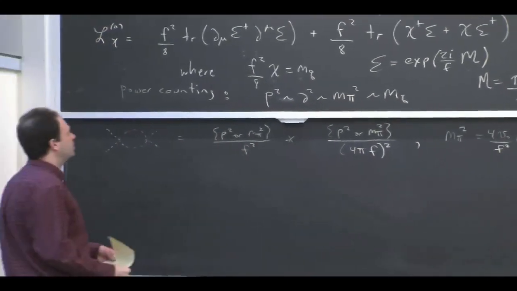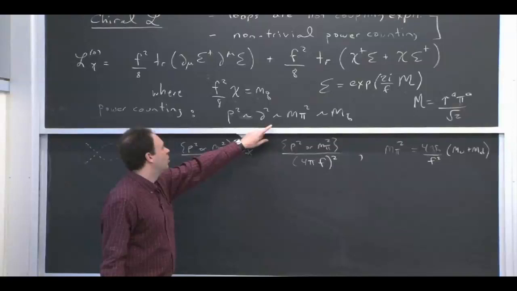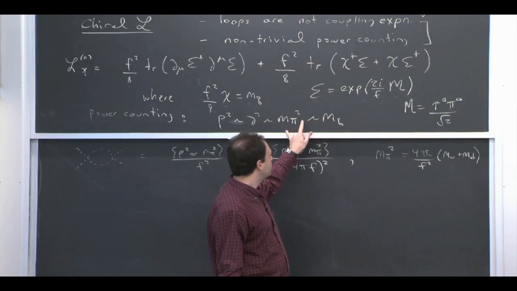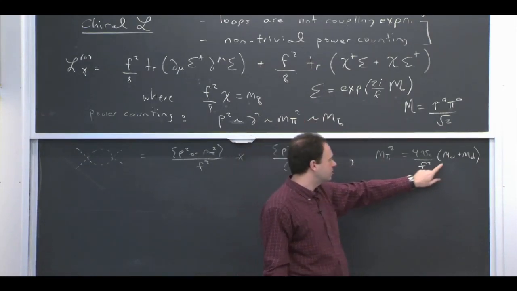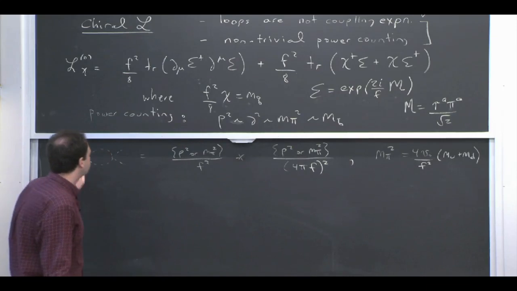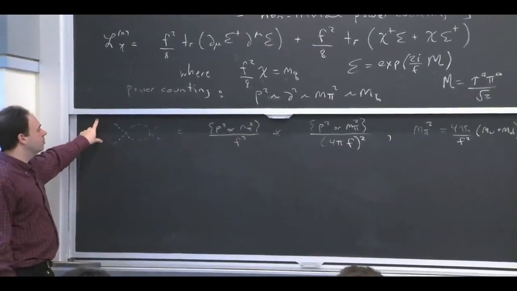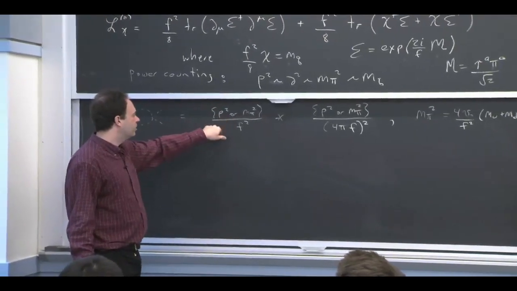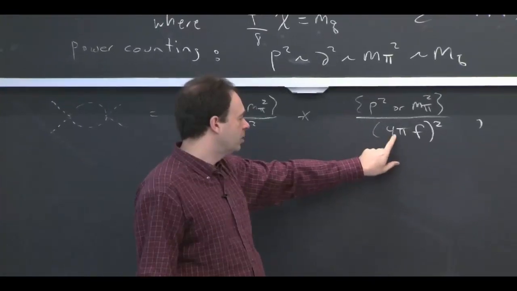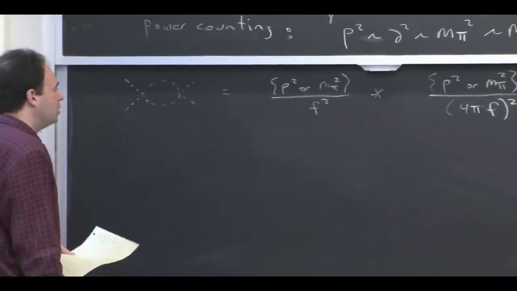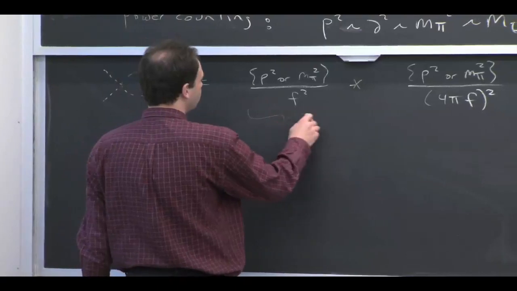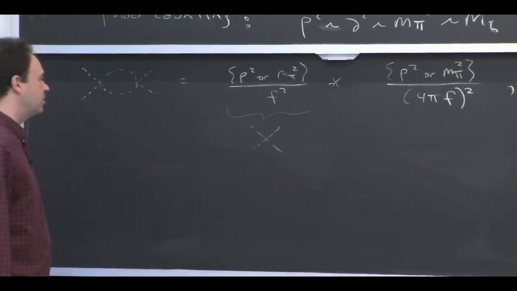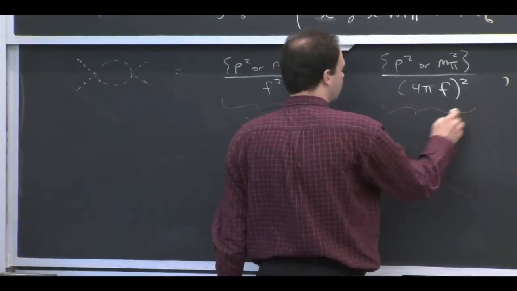The power counting is in p squared derivatives or m_pi squared, which is the same as m_q. And the reason that m_pi squared and m_q count the same is there's this relation between m_pi squared and the quark masses. And then we started talking about loops, and we said that if we looked at this loop, the result for this loop diagram would be a factor of p squared or m_pi squared times a factor of p squared or m_pi squared divided by 4 pi f. So this is the same size as the lowest order, so the suppression factor is this.